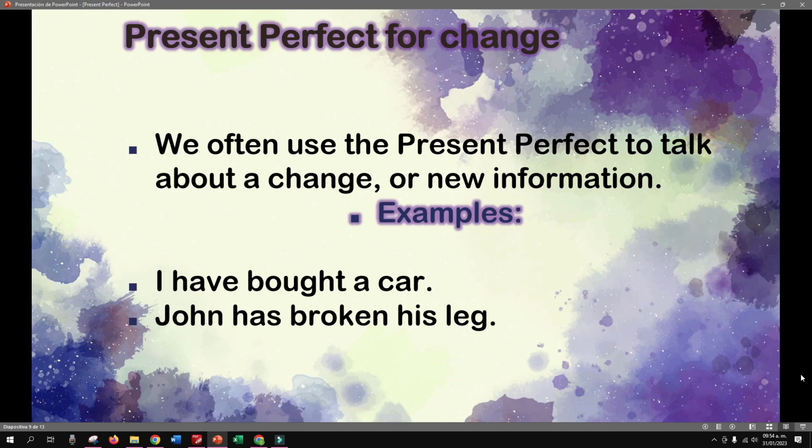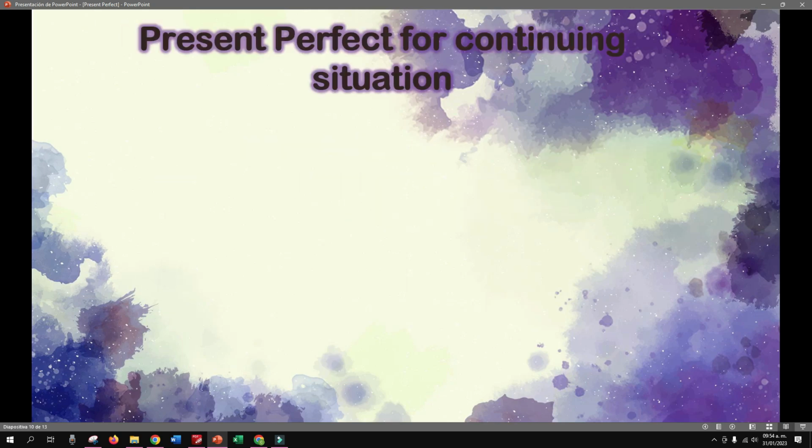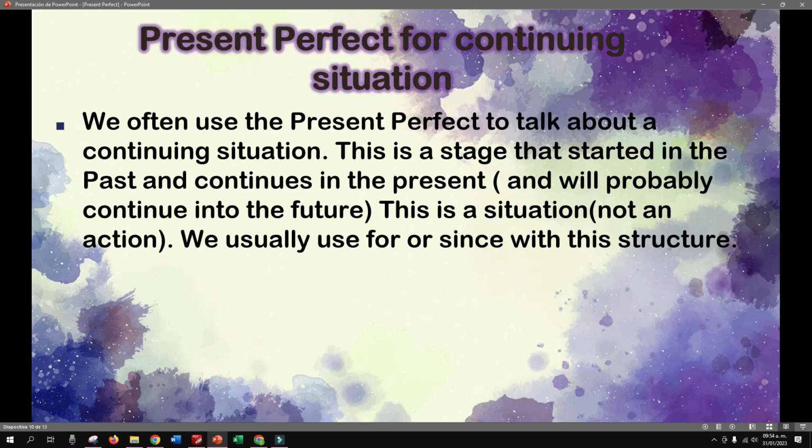John has broken his leg, right? That's another thing. You didn't know that before, but now John has broken his leg. That is new information. What happened with him, right? Present perfect for continuing situation. This could be the one that we can say is used more than the other ones.